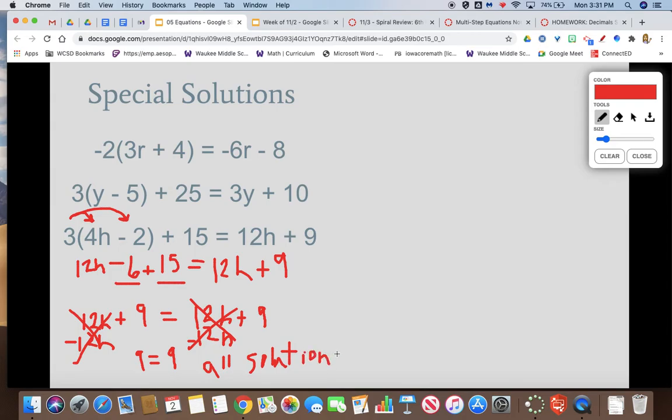Yes, we will count it wrong if you don't identify that it's an all solution problem, so please make sure you're identifying that all solutions would work because 9 does equal 9.